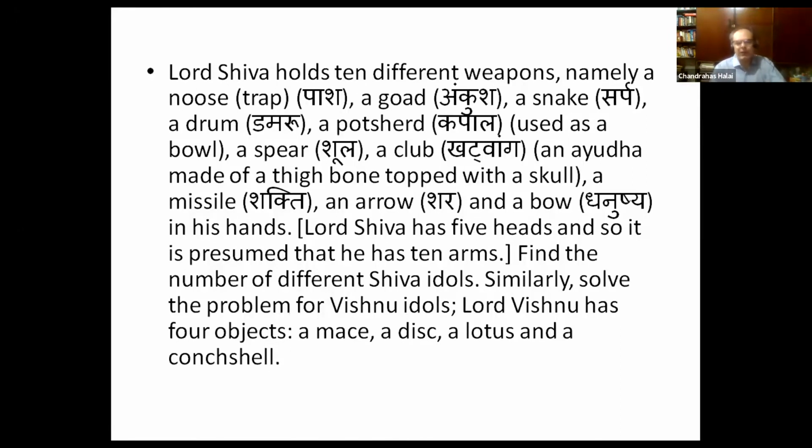Similarly, solve the problem for Vishnu idols. Lord Vishnu has 4 objects. We know that Lord Narayan or Vishnu Bhagwan has 4 arms, and each of the 4 arms holds an ayudh. And they are Shankh, Padma, Gada, and Chakra. Sudarshan Chakra. So we have a Shankh, Padma means lotus, Gada and Sudarshan Chakra.